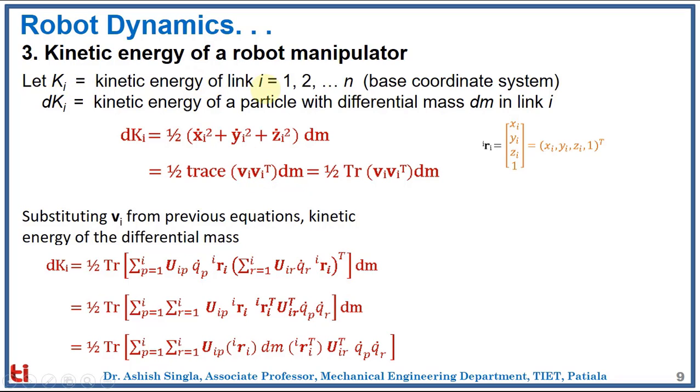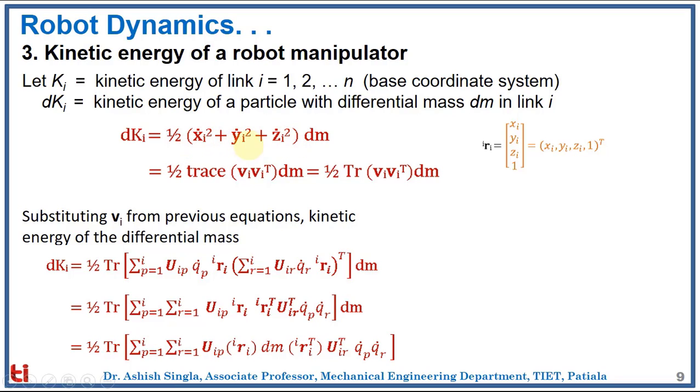Let ki be the kinetic energy of the link and dki the kinetic energy of a particle with differential mass dm in link I. Then dki is given by this expression, which is nothing but half times xi dot square plus yi dot square plus zi dot square, times dm. Kinetic energy we know is half mv square, and v is nothing but the square root of this expression. So v square is xi dot square plus yi dot square plus zi dot square.